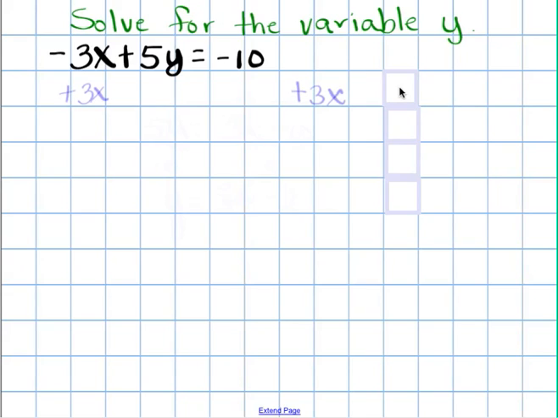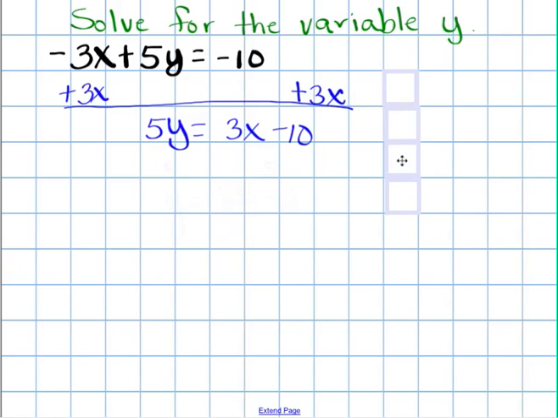I know I want y to be left by itself, so I'm going to start isolating the variable y. I'm going to add 3x's to both sides of the equation. Notice that negative 10 is not a like term with 3x, so they have to be kept separate of each other. And we're left with 5y equals 3x minus 10. I just decided to reorder because of y equals mx plus b, but we'll see that as we move down here.